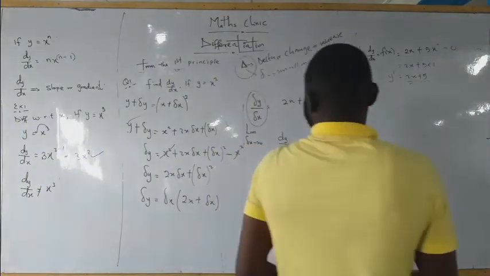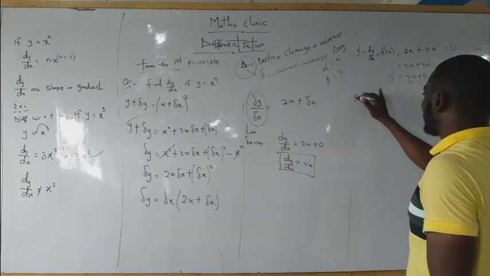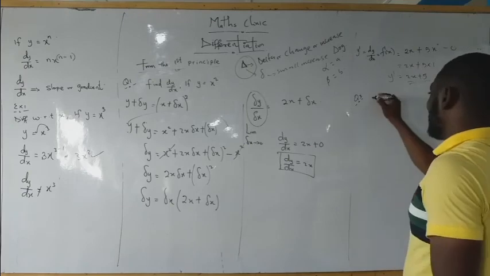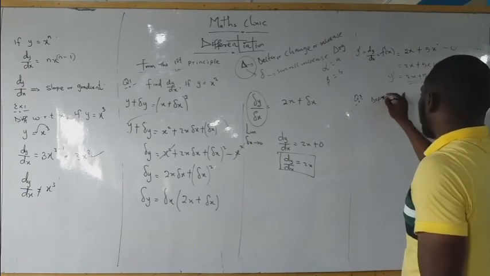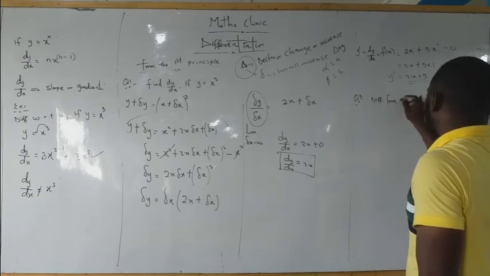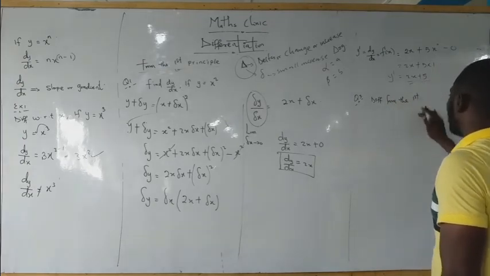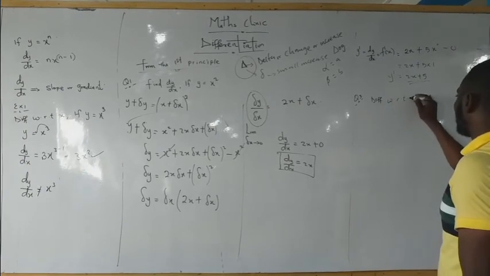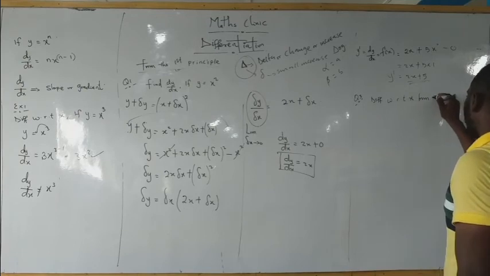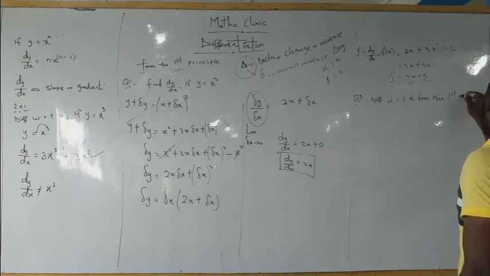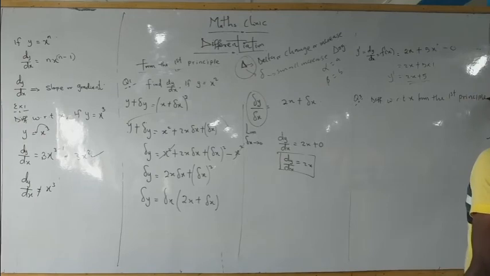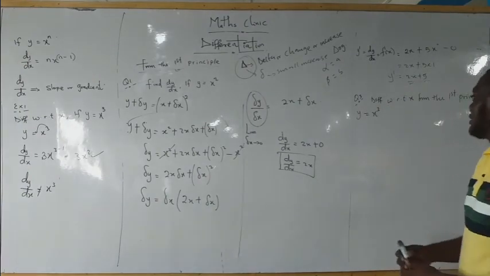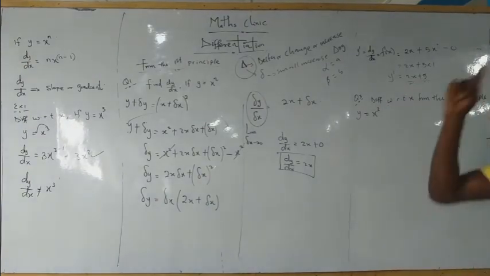Okay? Let's look at the last one under this now. Question 3. This is somehow difficult, but it's very, very simple also. Differentiate with respect to x from the first principle, y equals x to the power of 3. Differentiate with respect to x from the first principle.